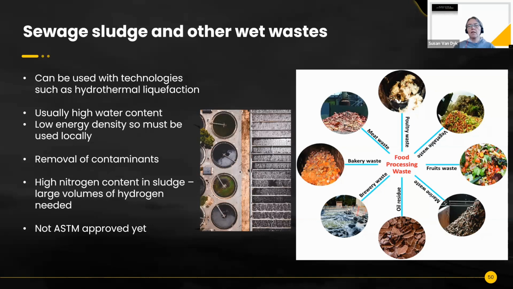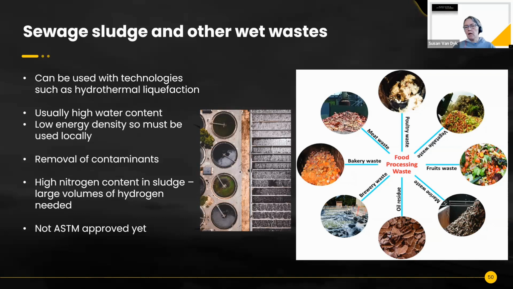Then we can also use sewage sludge and other wastes. For example, vegetable waste. If you think of juice plants, you will get fruit waste, all sorts of different things, bakery waste, brewery waste. So all of this can be used with one technology, hydrothermal liquefaction, because a lot of these have got high water content, and hydrothermal liquefaction uses wet waste.